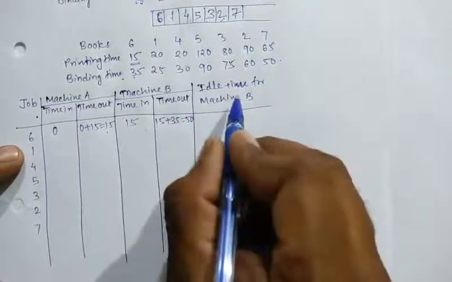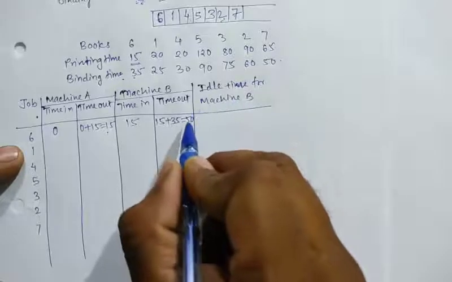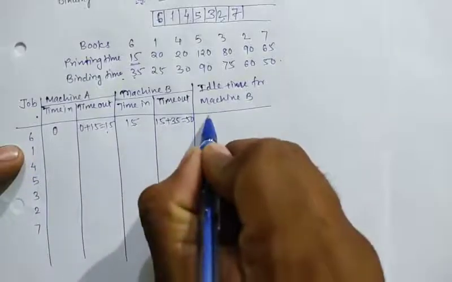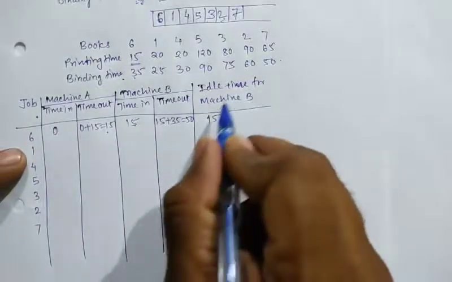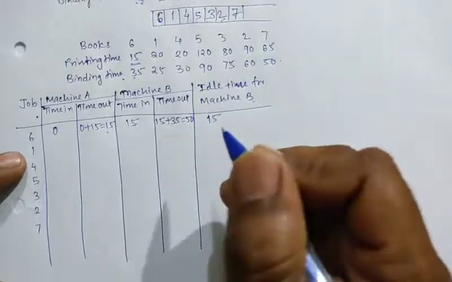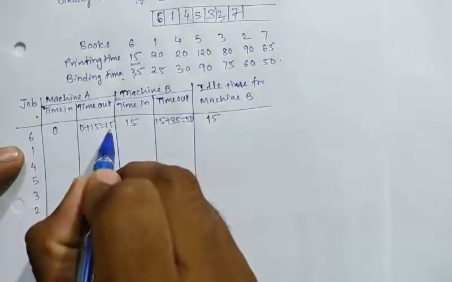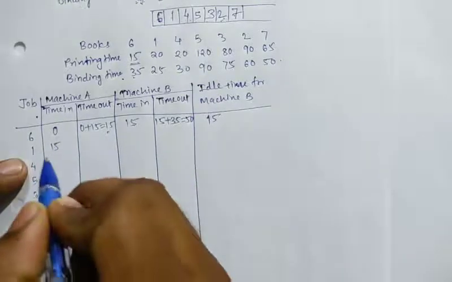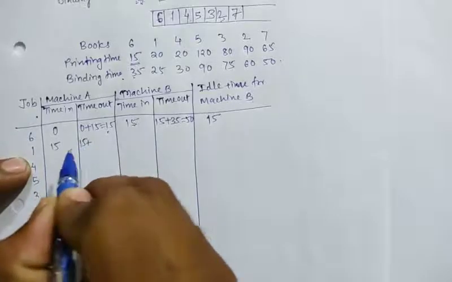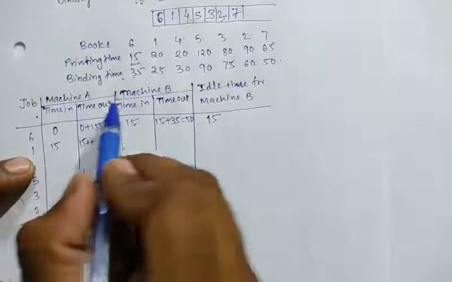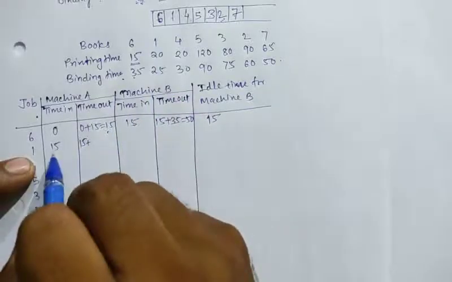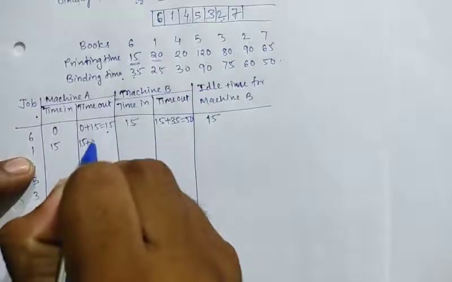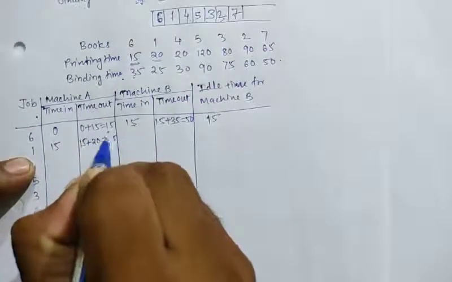What is the idle time for machine B? Means how much time machine B is stopped. So for 0 to 15 minutes, it stops for 15 minutes. So idle time for machine B is 15. Now time out of sixth job is time in of first job, which is 15. Now 15 plus, for first machine M1 it requires 20 hours. So 15 plus 20 is equal to 35.